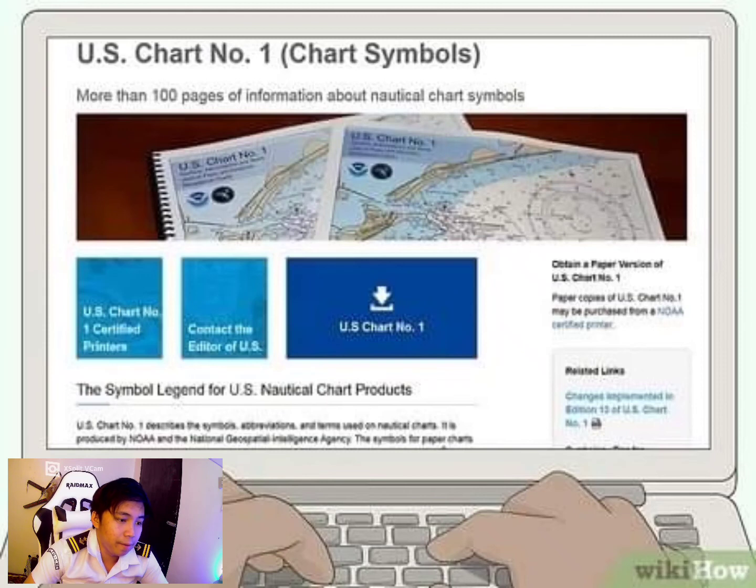Step 7. Download and separate a chart list of less common symbols. The full title of the chart is Chart Number 1: Symbols, Abbreviations, and Terms. It isn't actually a chart, but it contains a list of all the chart symbols you may encounter. Download it from NOAA's website or purchase a copy from a commercial chart vendor.